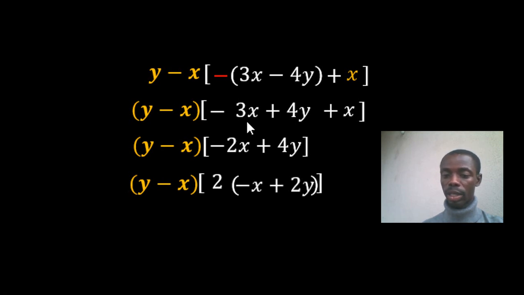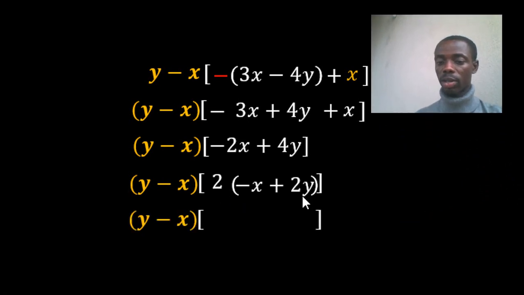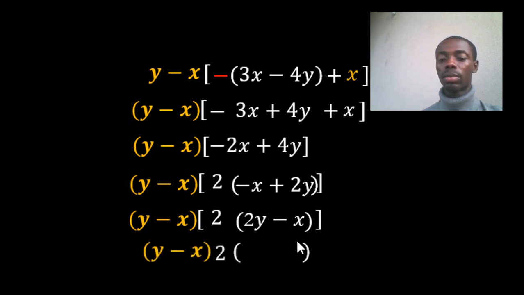Okay, 2 divided by minus 2x, you have minus x. 2 divided by plus 4y, you have plus 2y. Then move on and rearrange what you have in this bracket. So you're having 2y minus x. So with that done, you can just have 2y minus x and have your answer rearranged.